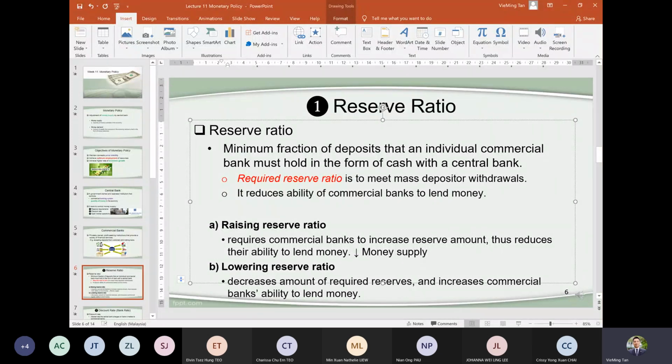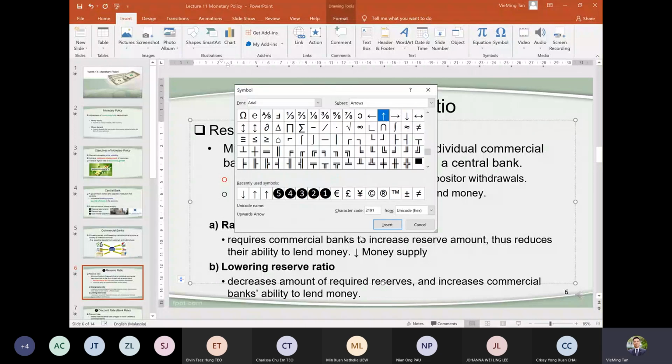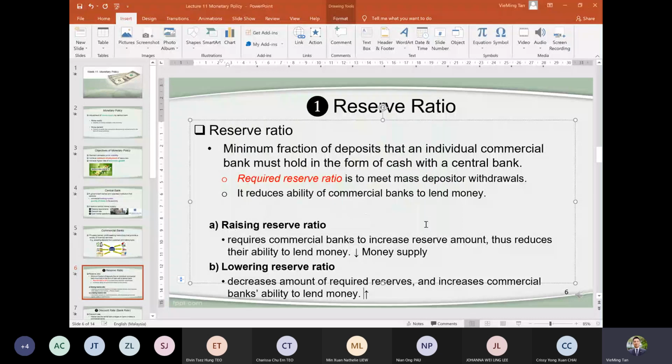ratio that needs to be kept by the commercial bank? If the reserve ratio is reduced, that means the commercial bank will have more money to lend out to the public. More money to be lent out, so this will increase the money supply. Money supply will increase if the reserve ratio is lowered.